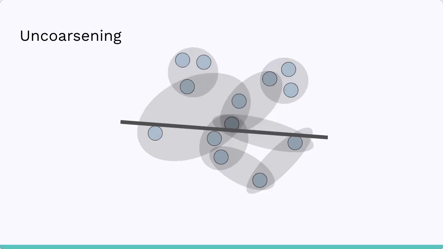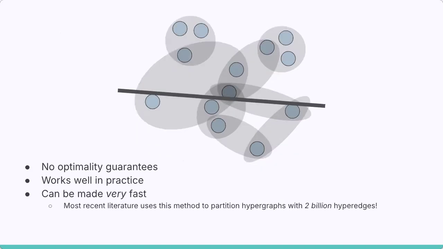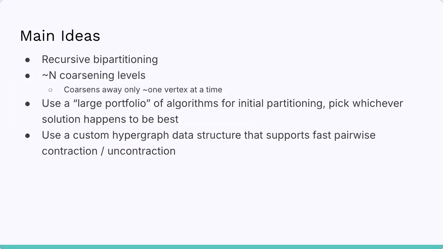We'll uncoarsen at the top. And now we have some partition that is hopefully pretty good. But we don't have any guarantees. But in practice, this works well, and it can be made very, very fast. With the current state of the art, you can partition hypergraphs with 2 billion edges in not very many seconds, which is pretty impressive if you're willing to throw enough compute at it. So this is a fairly straightforward approach, but picking how we do the initial coarsening and how we do the uncoarsening and how we get good performance is pretty interesting.